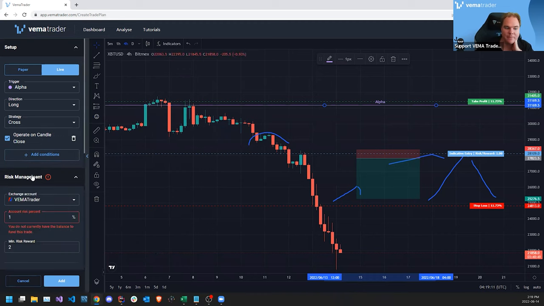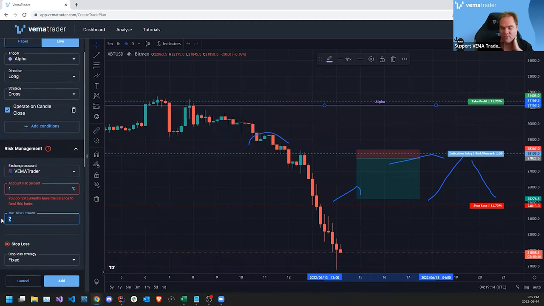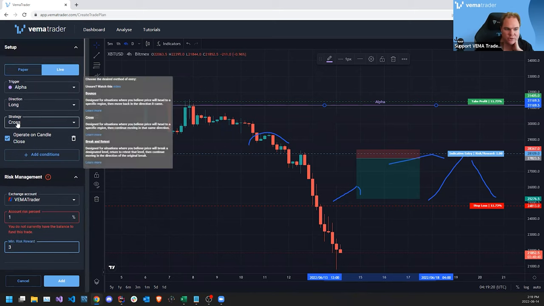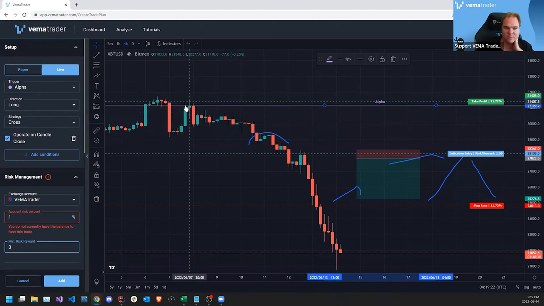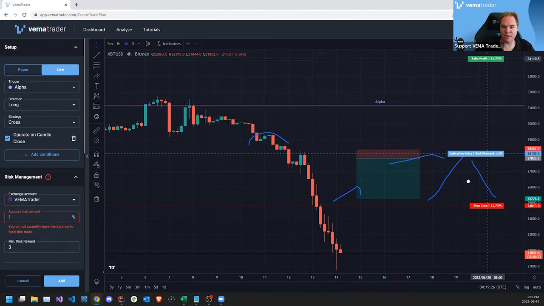But what I'll do with that is I will actually increase my minimum risk reward to something bigger, say a 3. And the reason for that is if we go long, cross, operate on candle close, and we're going to pretend we're playing with it over here, I'm going to move my take profit up, my stop loss.